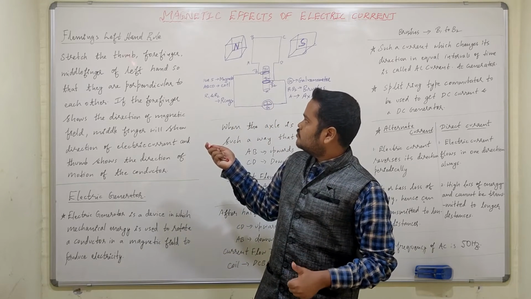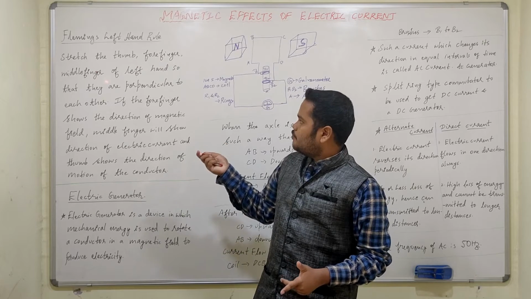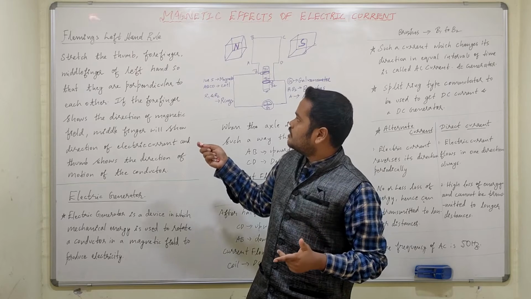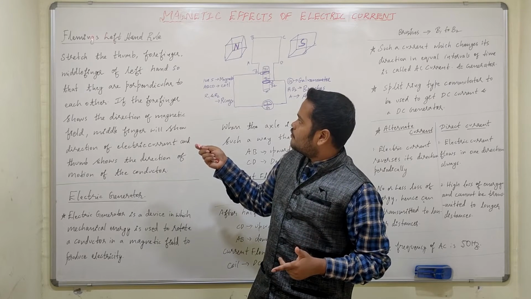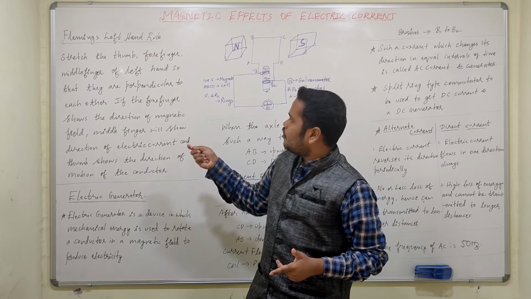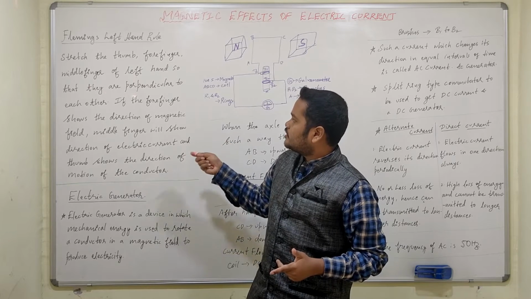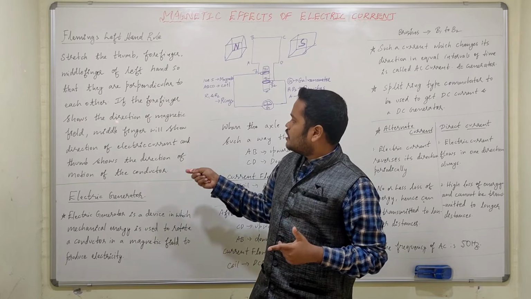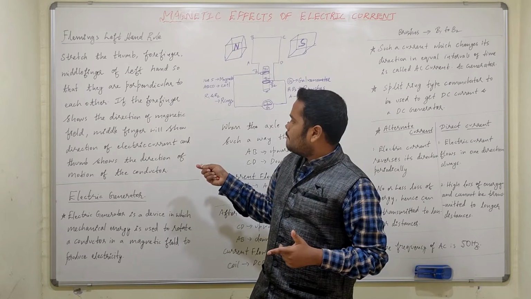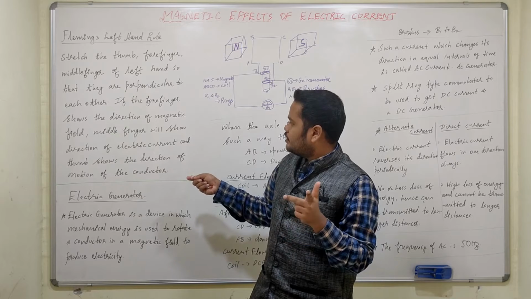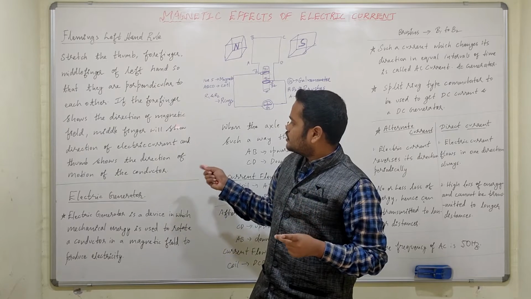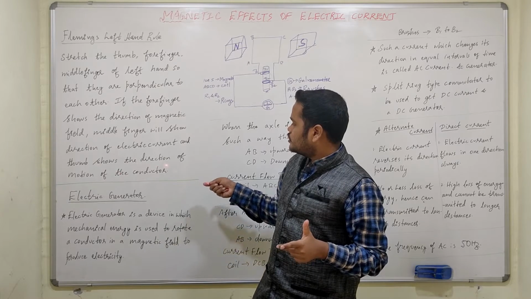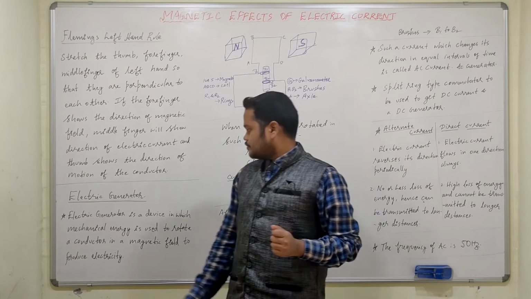Stretch the thumb, forefinger and middle finger of your left hand. Be careful, you have to mention this. Since we are writing Fleming's left hand rule, you have to mention left hand, so that they are perpendicular to each other. If the forefinger shows the direction of magnetic field, the middle finger will show the direction of electric current and the thumb shows the direction of motion of the conductor.